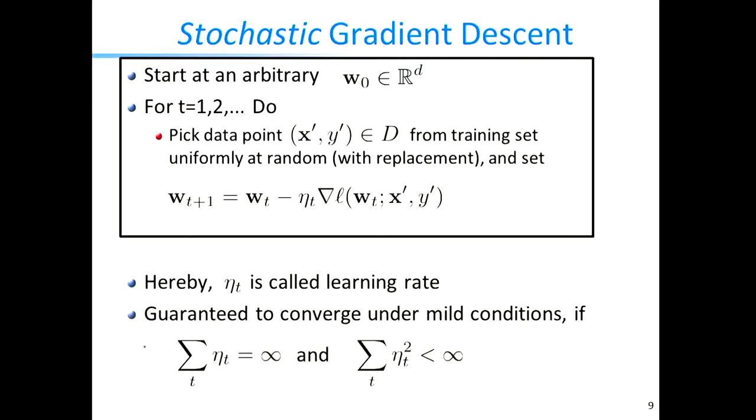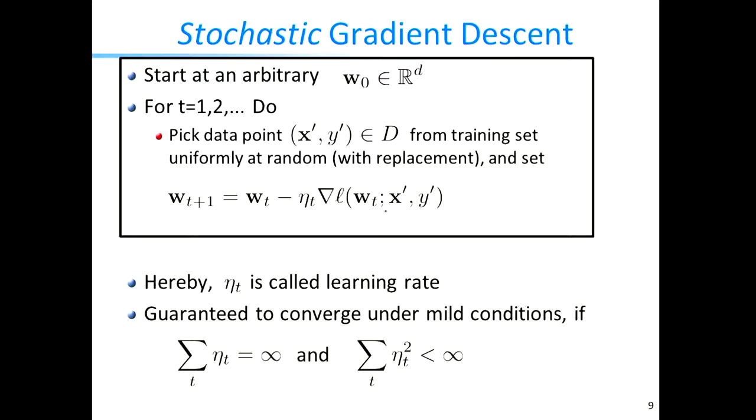Right? So here's the algorithm. We basically start with some initial guess. We would iterate. And then every round, we're going to pick a data point, x prime, y prime, from our data set, uniformly at random, with replacement. You would typically, in the end, run over a number of iterations that might be bigger than the number of examples. So this is done with replacement. And then you essentially apply the same update rule that you would do for gradient descent. But now you only look at the gradient of the loss of this one single data point. Okay?